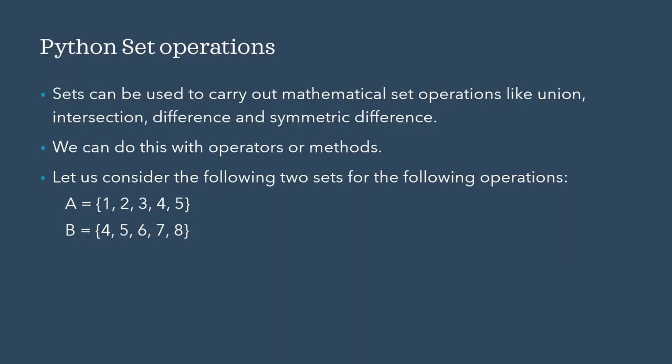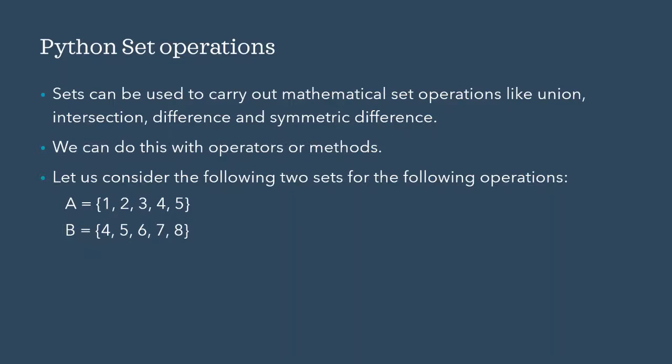So, firstly, Python set operations. We have four main operations that we can carry out on sets: union, intersection, difference, and symmetric difference. Now, to carry out these operations, we can either use the operators or the methods.